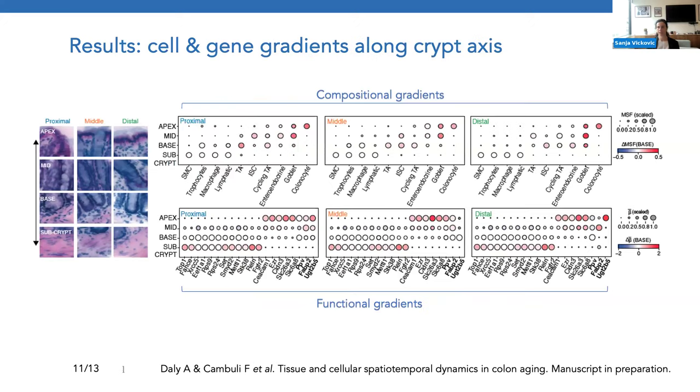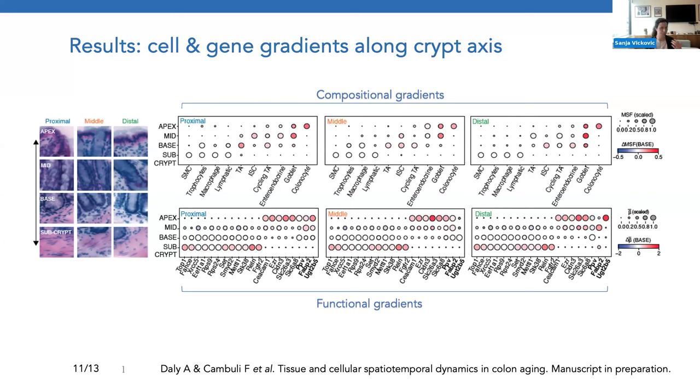But as I said, the functional axis of the colon is not only defined by the proximal to distal axis, it's also defined by its vertical crypt axis. So on the left-hand side, we are seeing, again, proximal, middle, and distal colons, and we're seeing the histology of apex to the crypt. Then on the right-hand side, we're seeing on top compositional gradients of the cell types and on the bottom, which genes are actually functionally expressed.